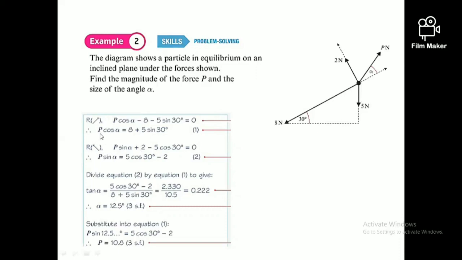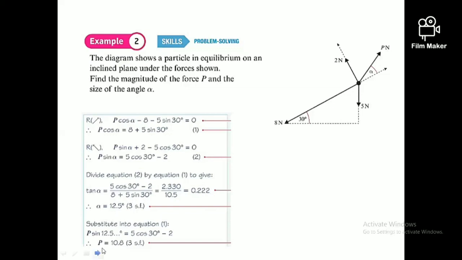To get the final answer, this component is sine and this component is cos. Then to obtain the final answer, I will divide the second equation by the first equation. Then what do you get? P and P get cancelled. Sine alpha divided by cos alpha is how much, children? That is tan alpha. Then tan alpha equals 5 cos 30 minus 2 divided by 8 plus 5 sine 30. So we obtain tan alpha equals 0.222 and alpha becomes 12.5 degrees, right?